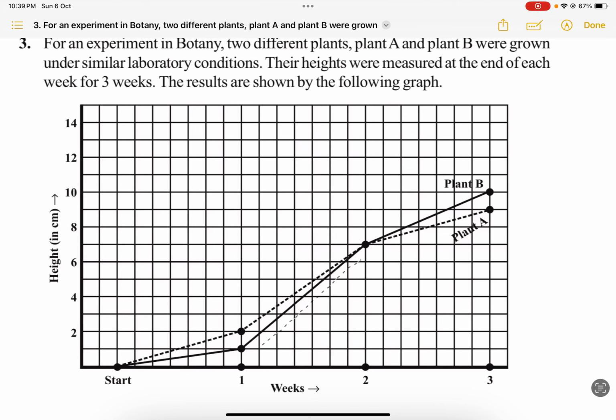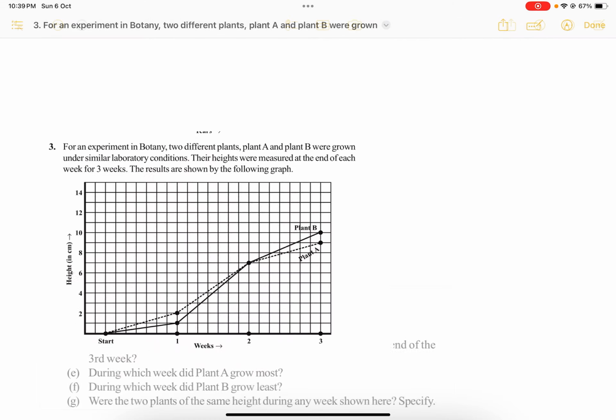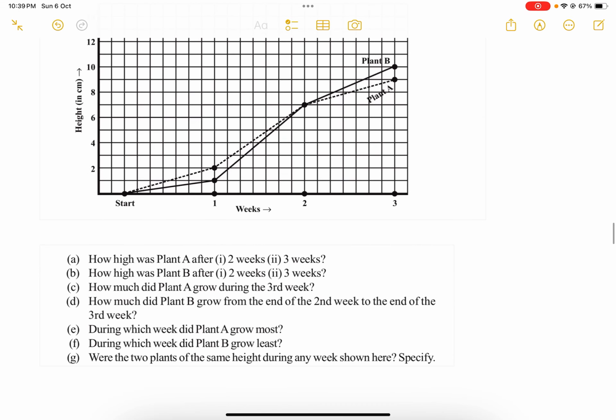So in which week has it grown more? This is the week. By observing the graph also, see here the graph is going upwards. The upward trend is more here. So like this you can answer.